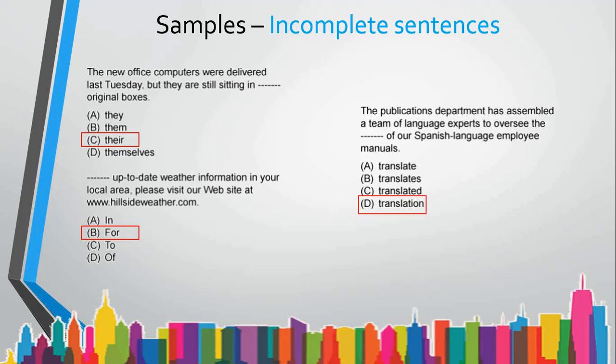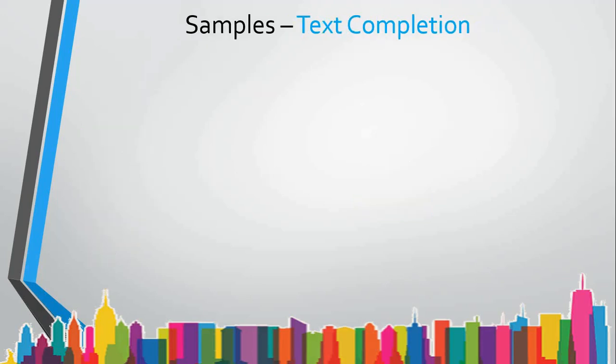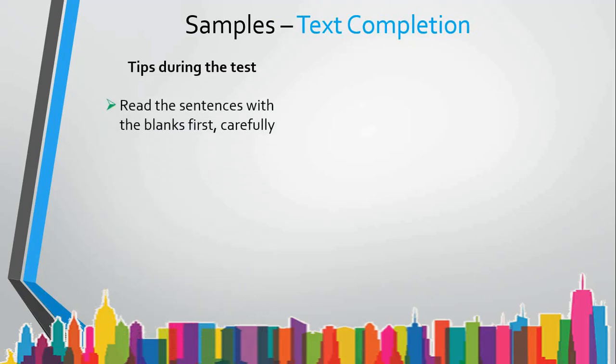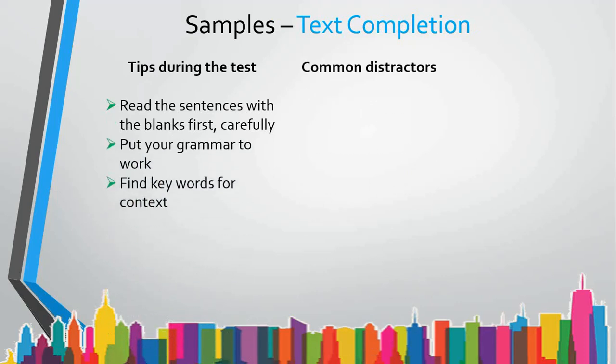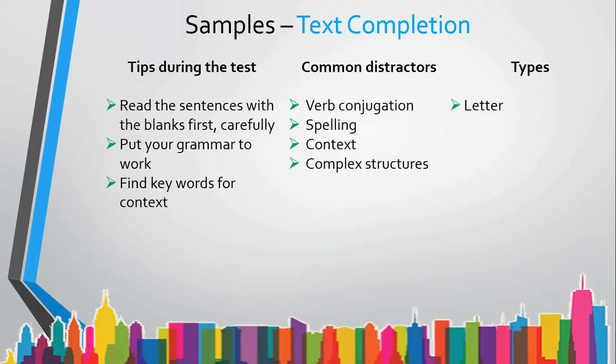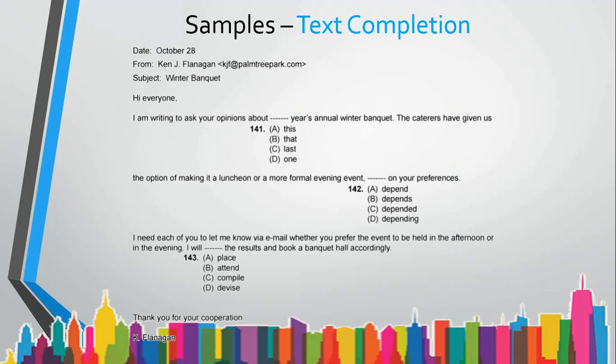The second part for the reading section is text completion. For this part, some tips are: read the sentences with the blanks first and carefully. Put your grammar to work. Find keywords for context. Some common structures for this part are verb conjugation, spelling, context, and complex structures. Some types of questions for this part may be about a letter, an email, an article, an announcement, an advertisement, and here we have some practice.